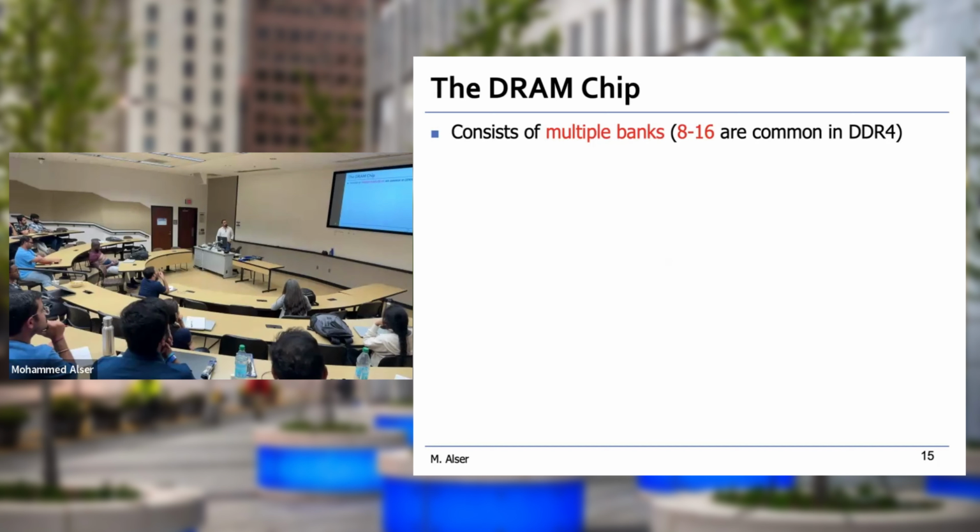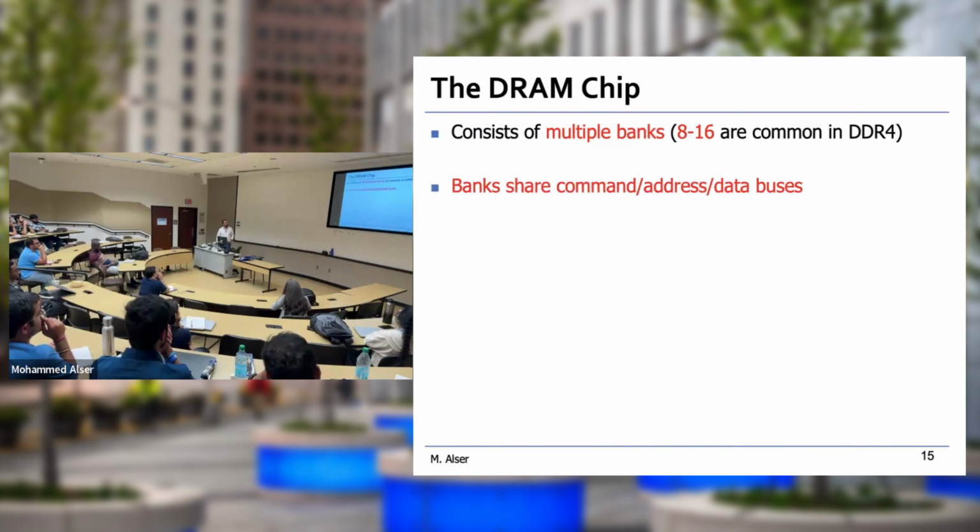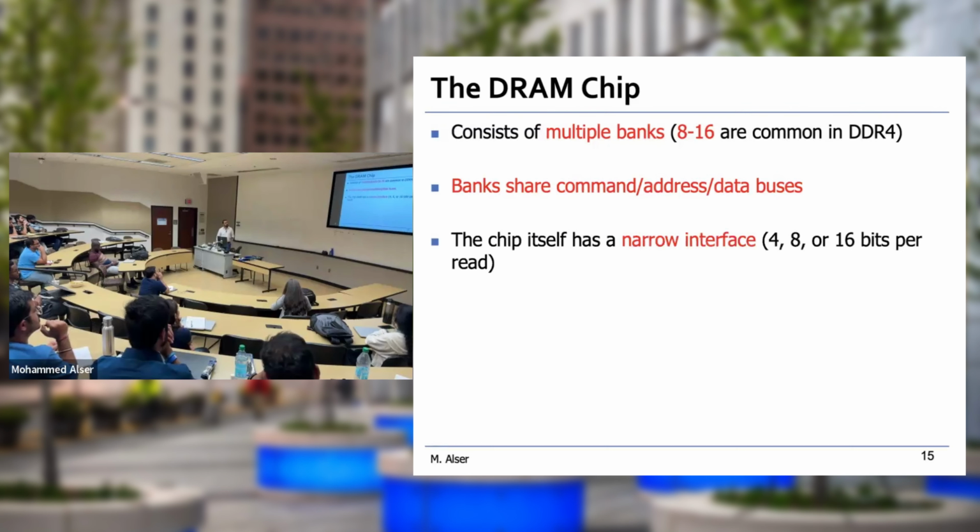So the DRAM chip itself has multiple banks, normally 8, but there are some architectures where we have 16. Banks share the command, address, and data bus. The chip itself has a narrow interface. Narrow interface means that I'm fetching the entire row, remember that I cannot get smaller than a row, right? But what I get at the end as output is only 8 bits. That's why we call it a narrow interface. From bigger, we go to a smaller interface.